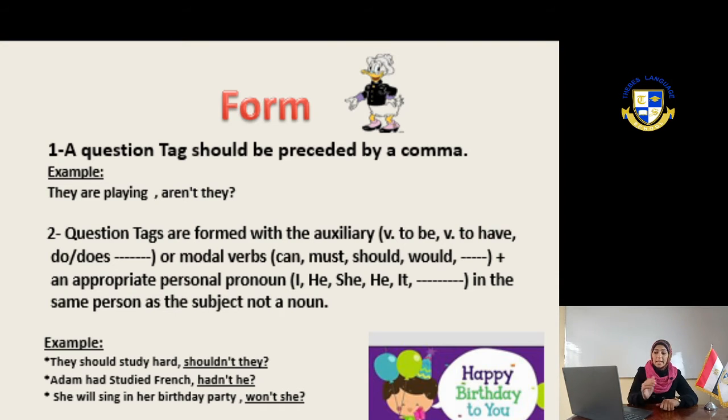So let's check again the example. They should study hard, shouldn't they? I use the same auxiliary. Adam had studied French, hadn't he? I didn't say Adam. I just give the personal pronoun that suits him. Then she will sing at her birthday party. Won't she or will not she? Both are correct. The next slide.